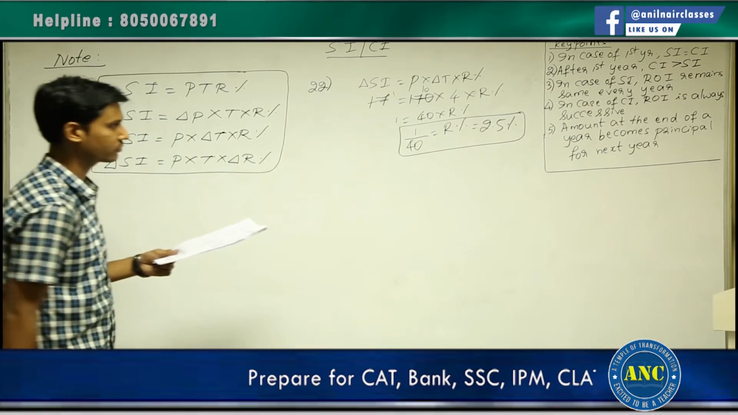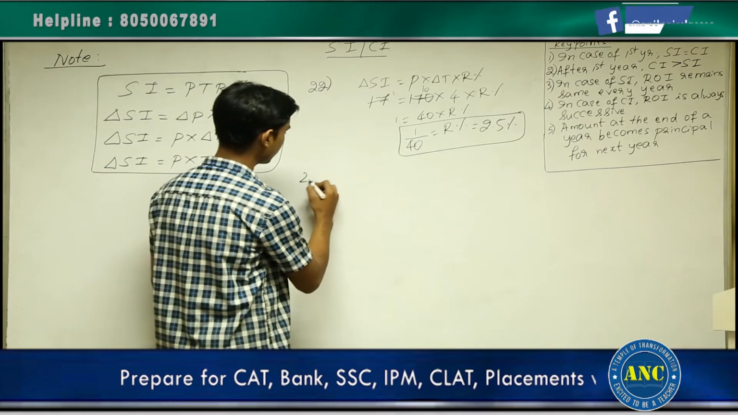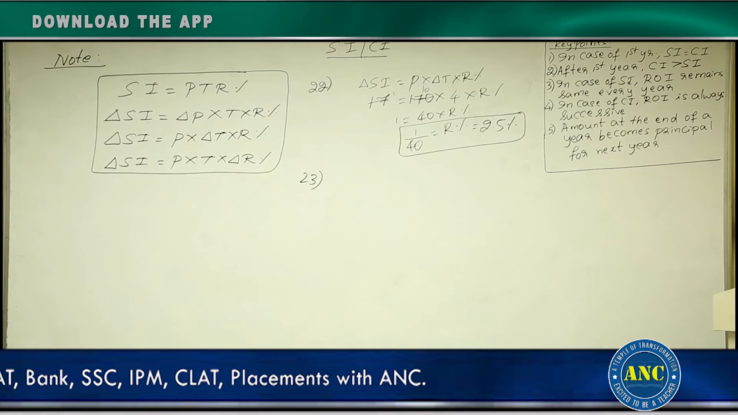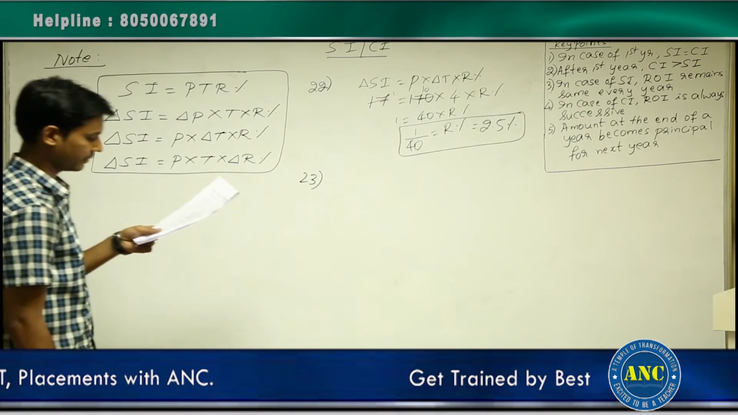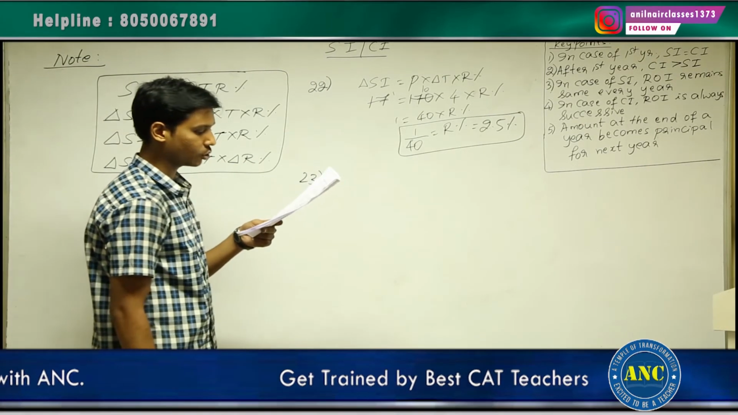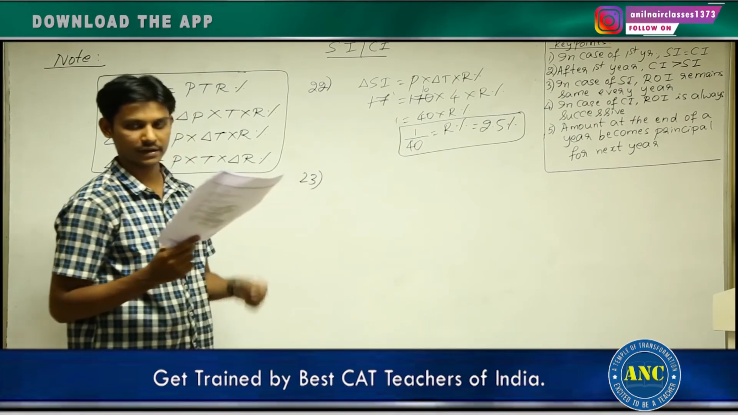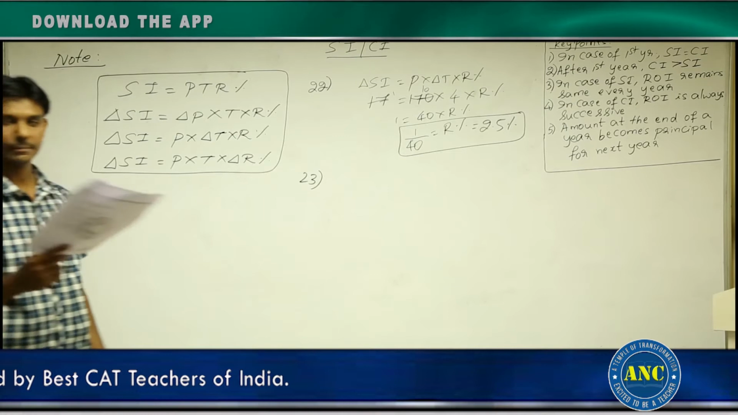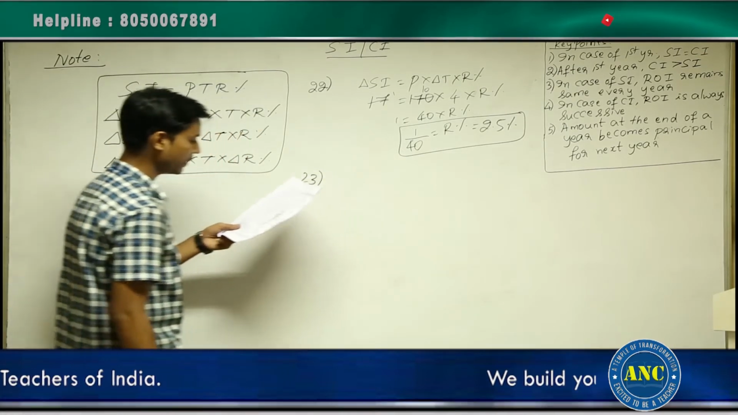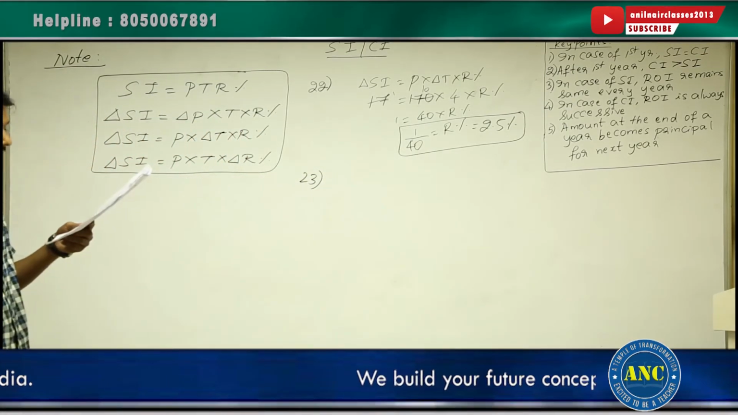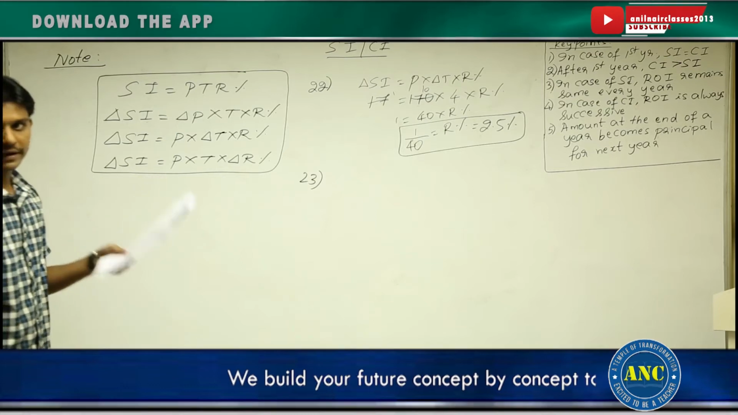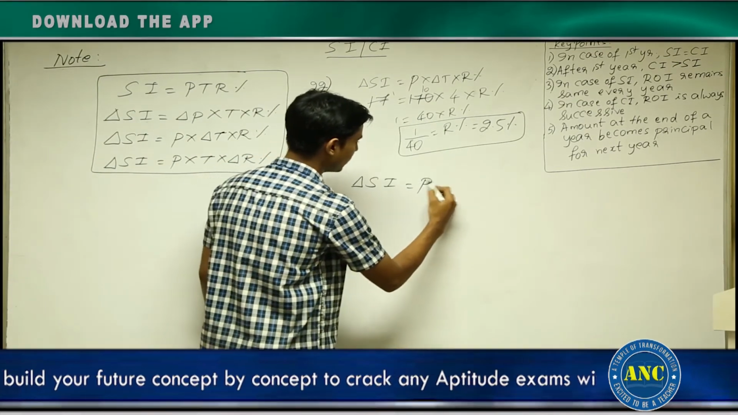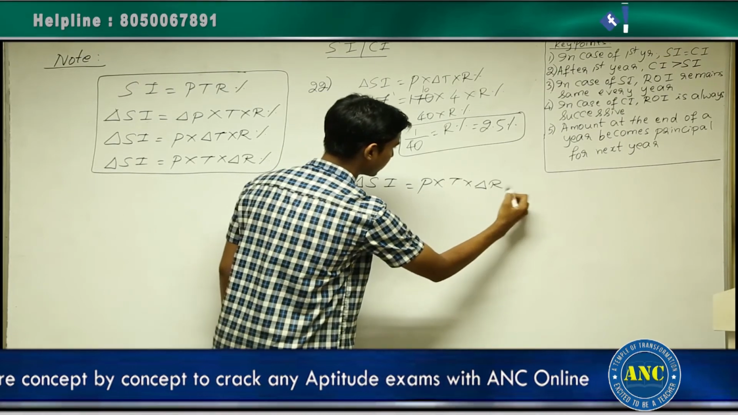Same is the case with your 23rd question also. Same logic, sir. Only this note will help you to solve 22nd and 23rd. 23rd question. A SI on 1200 rupees increases by 100 if rate of interest increases by 10%. Find the time period. There is a change in interest, there is also a change in rate of interest. Delta SI is P into T into delta R percentage.